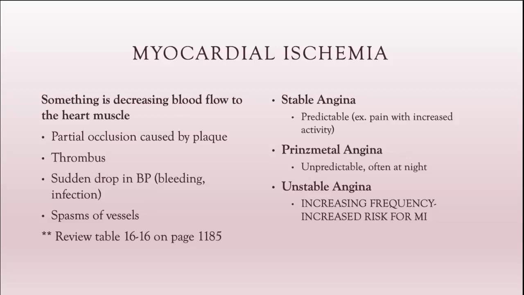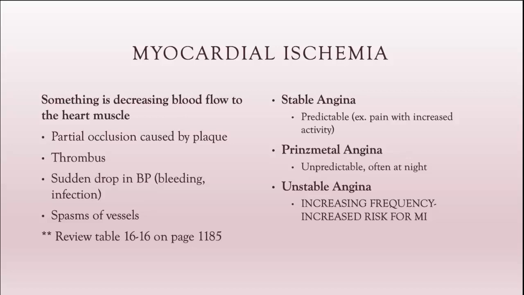So it's predictable. We can predict when that chest pain is going to happen, so we can start developing a plan to prevent that chest pain. Transmetal angina is unpredictable, and it often happens at night. And then unstable angina increases in frequency, and this is an increased risk for MI.